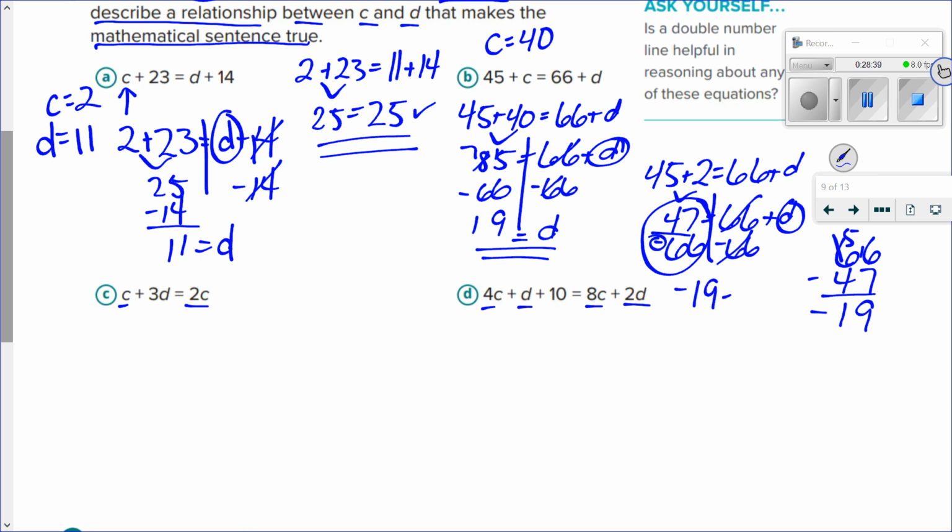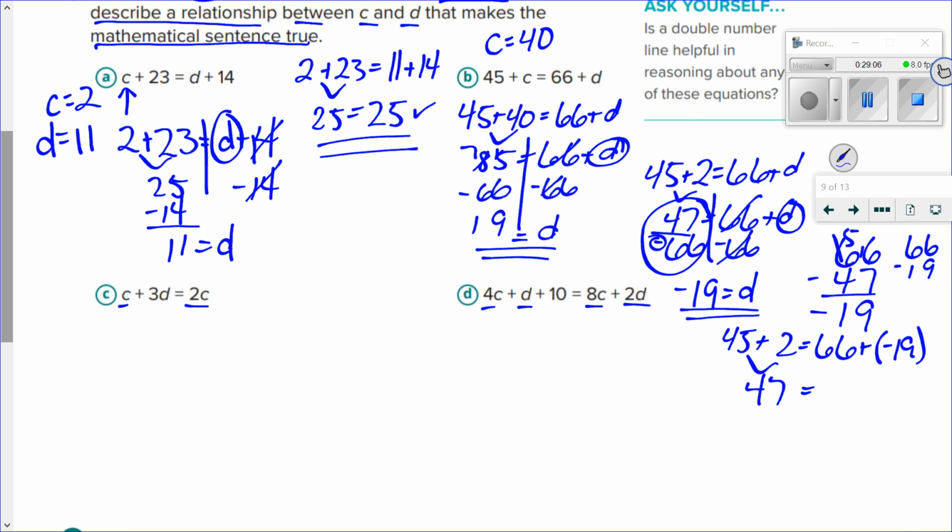So had you done what I said, your actual answer should have been D equals negative 19. Okay? Now let me show you the check on that. 45 plus 2 equals 66 plus negative 19. This gives us 47. 66 plus the negative means I actually subtract it. So I would do 66 minus 19. I get 47. Does 47 equal 47? Check. That was my right answer.